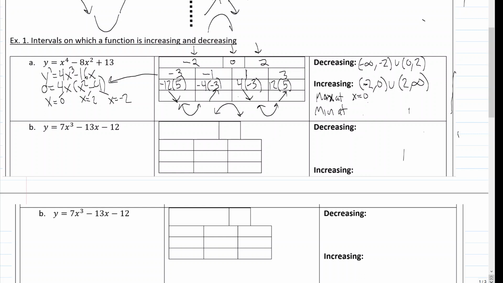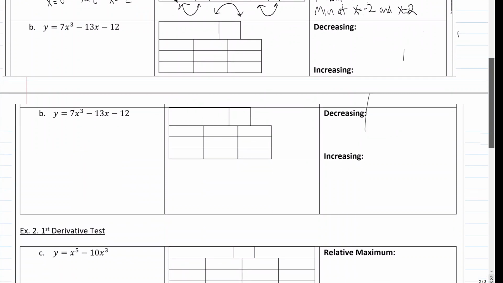And seriously draw the little curve things and be like, yeah, I'm pretty convinced that if it's decreasing before and increasing afterwards, that's a minimum. So at x equals -2 and at x equals 2. Sweet. On to our next example. So I'm going to move down to the next page where I have a little more space.